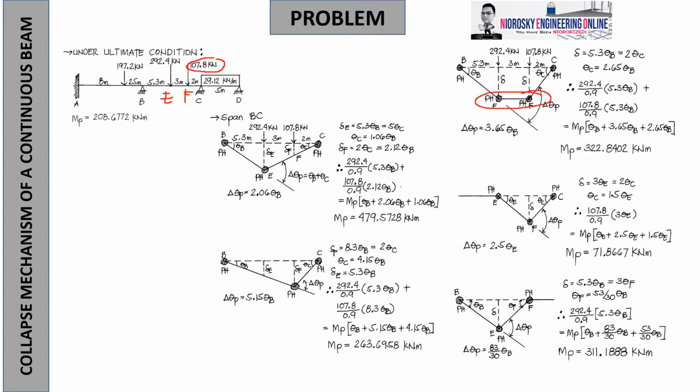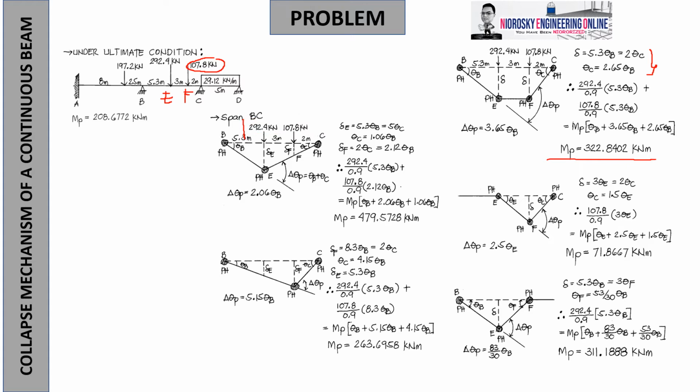That's why on E and F, it is horizontal in nature. Then we will have this correlation, already discussed in the past video lecture on how to do it. And then finally, we'll have 322.8402 kilonewton meter. Also, what if the 107.8 kilonewton prevails for the plastic hinging? However, the 292.4 kilonewton does not allow hinging.